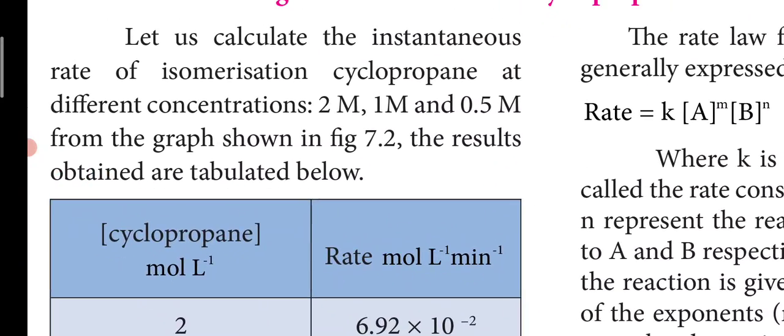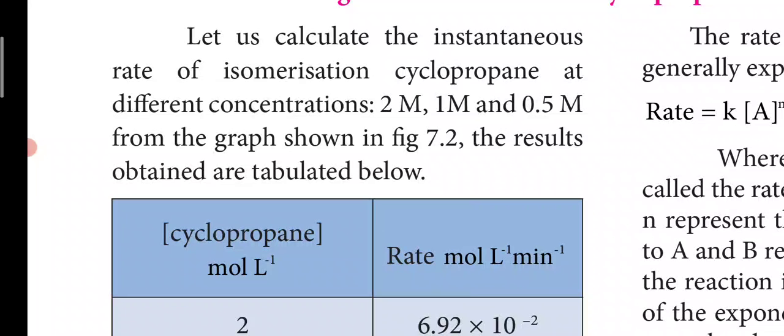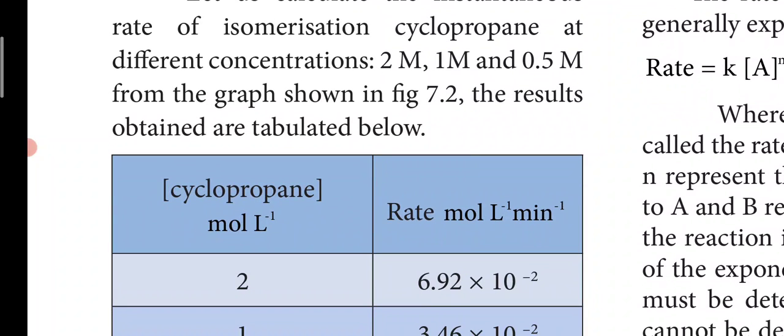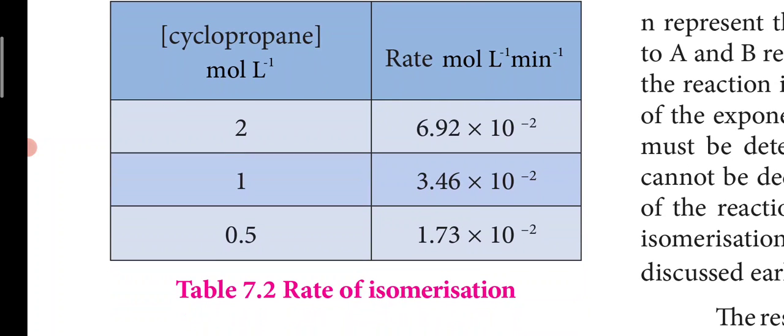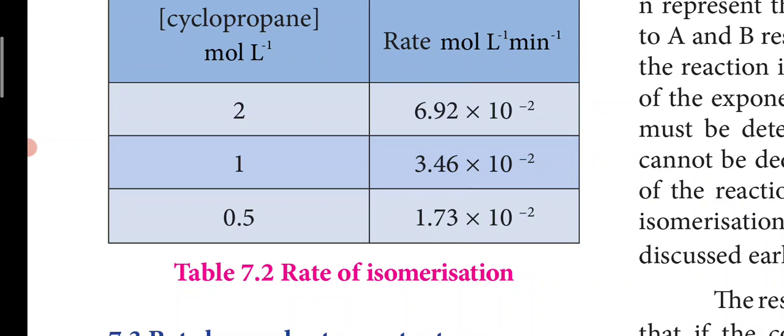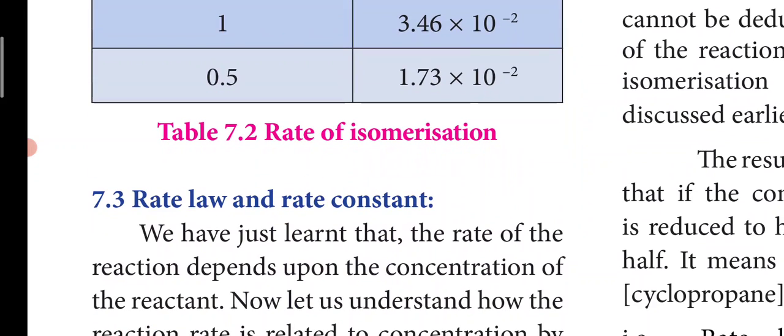Now if you calculate the instantaneous rate of isomerization for 2 molar, 1 molar and 0.5 mole, from the graph you will get the values like this. So which means it is getting half. So now from 2 times to 1 time, the values are decreasing in multiples. So from 2 times to 1 time it is decreasing, then again from there it decreases by half. So that will be easy for us to understand.